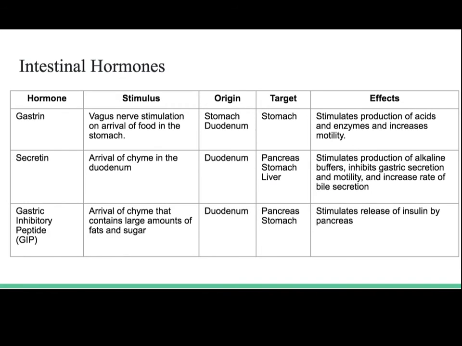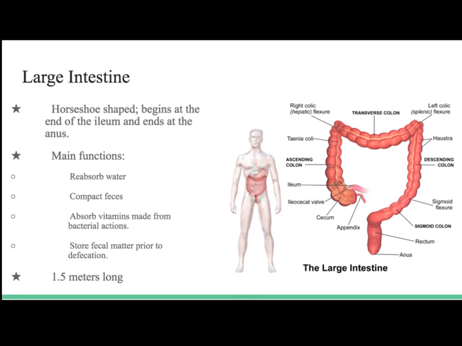Last one is GIP. Arrival of chyme that contains large amounts of fats and sugars is the stimulus, so we are going to originate that in the duodenum, target the pancreas and stomach, and stimulate the release of insulin from the pancreas. So make sure you guys get this info down.